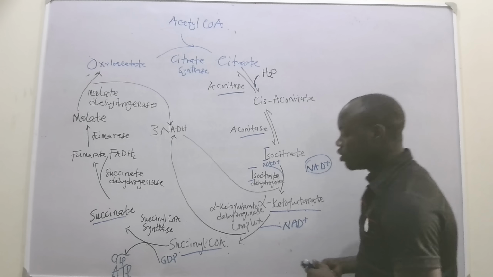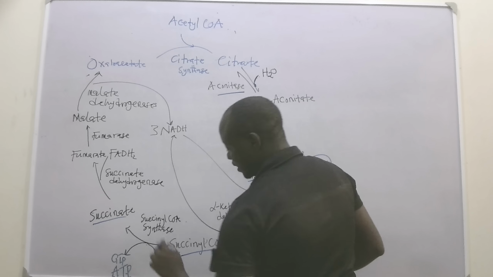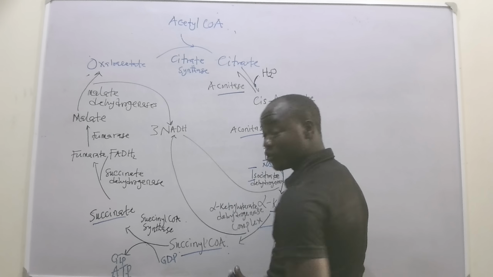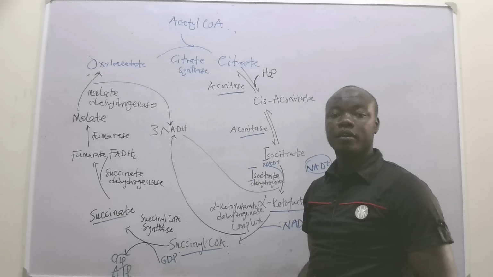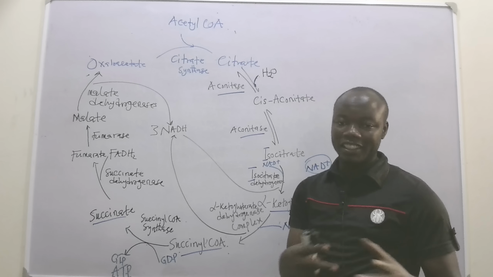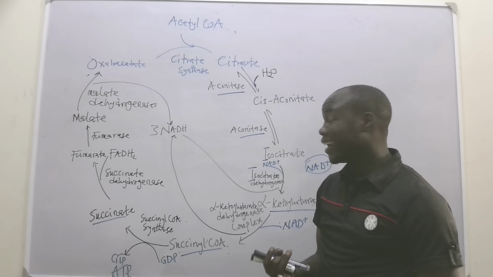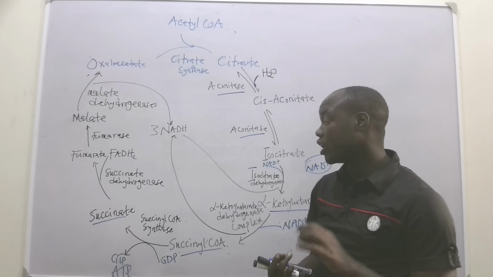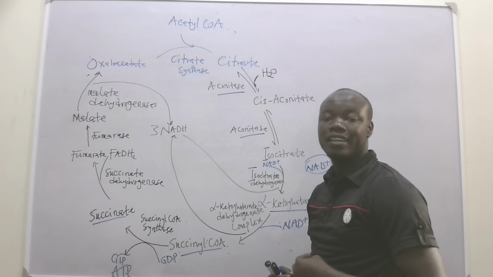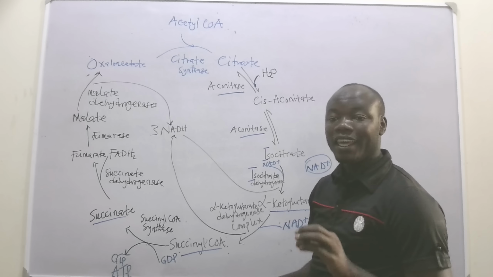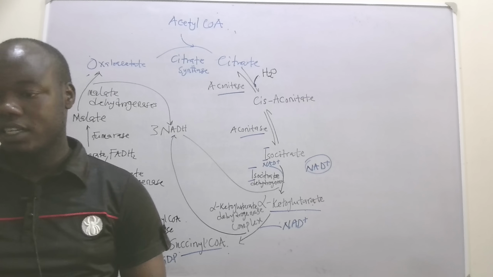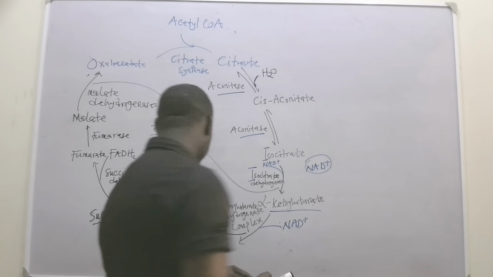So now, this is one of the steps where GTP or ATP is generated, and this is what we call substrate level phosphorylation. Remember, in one of my videos, I told you that there are two ways in which energy is generated. One, we have the electron transport chain, and second, we have substrate level phosphorylation. So when we say substrate level phosphorylation, it means a state in which ATP is generated from the substrate.